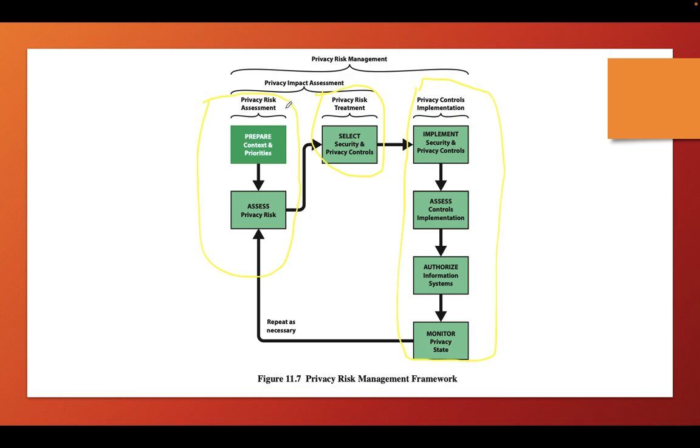Then when you include the privacy risk assessment and privacy risk treatment, which form the privacy impact assessment, and you add the privacy control implementation, it becomes the privacy risk management. So when you put these 3 phases together, privacy risk assessment, privacy risk treatment, and privacy control implementation, it becomes the privacy risk management. Is that okay? Now let's move on quickly.